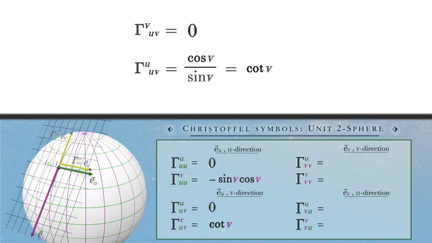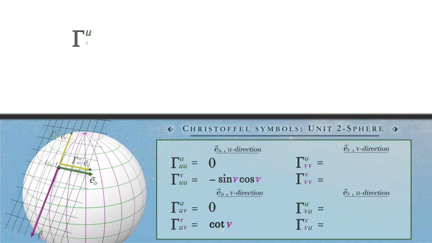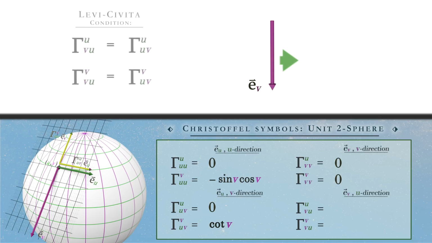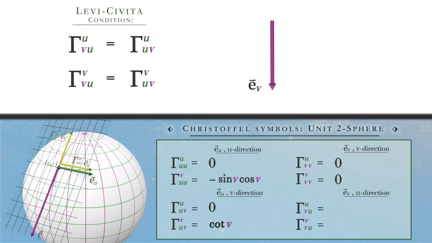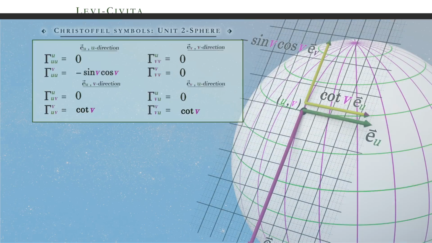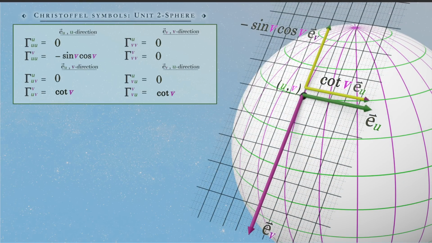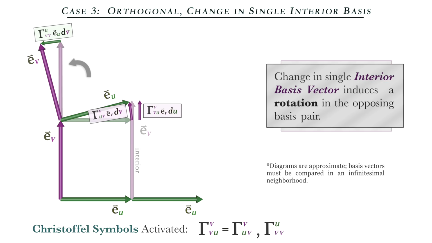Now, proceeding along this line, it's not hard to show that gamma^u_vv and gamma^v_vv, which detail the change in the e_v vector in the v direction, will both equal 0. And finally, by exploiting the Levi-Civita condition, we can cheat with these last two Christoffel symbols by remembering that they must also be equal to cotangent v and 0. Alright, with all 8 of the Christoffel symbols calculated, we can now see that our two-sphere represents case number 3 among our Levi-Civita constraints.